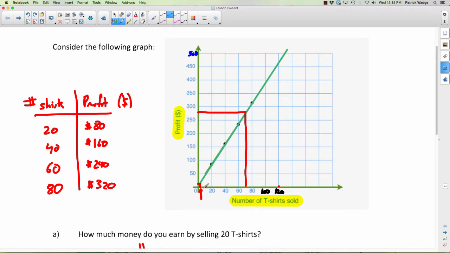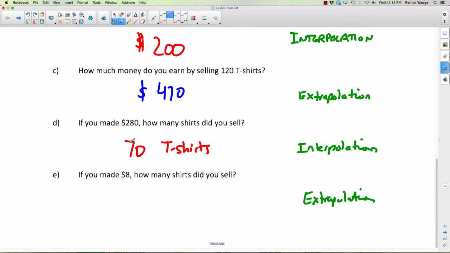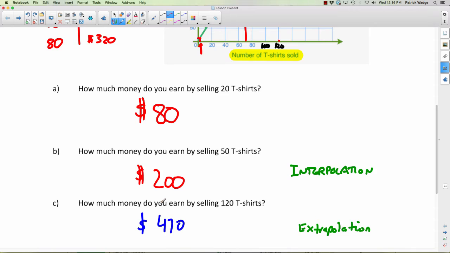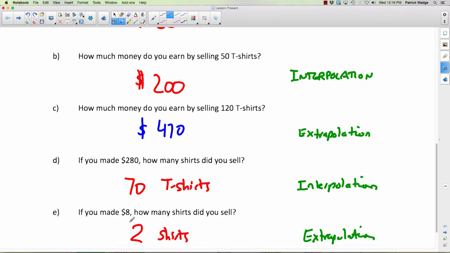Well, halfway would be 10, another halfway would be 5, and it looks like it's a tiny bit less than that. I don't know, 2 or 3 shirts I would say. We are estimating here, but I would say around 2 or 3 shirts is how many you must have sold to get $8. Kind of a bad example, it's just too smushed in here, you can't really see it very well. But I'm hoping you got the idea.